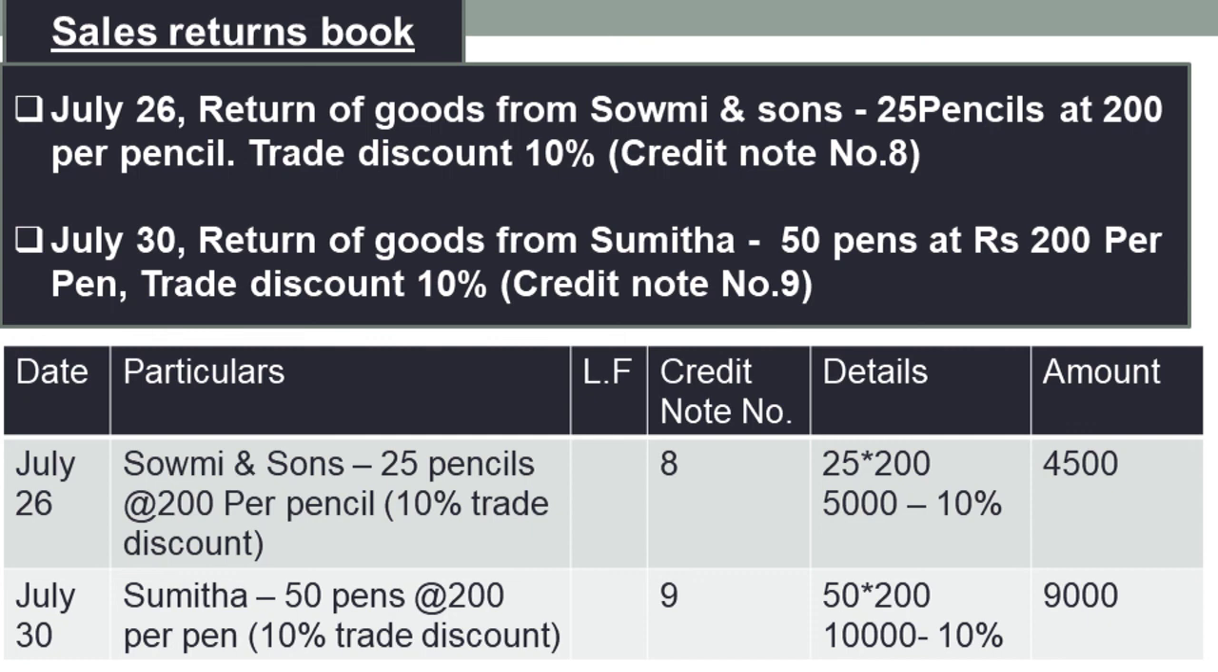So, I have mentioned 50 into 200, which comes to 10,000. And we have to deduct 10% of the trade discount from 10,000. That comes to 9,000 rupees. This 9,000 rupees we should mention in a total amount column. Finally, to ascertain the sales return book balance, we need to add the total amount column.